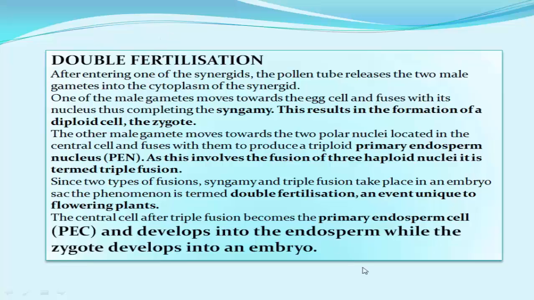As this process involves the fusion of three haploid nuclei, it is triple fusion, and the product of double fertilization and triple fusion. Double fertilization, one is normal fertilization and another is vegetative fertilization. Here the products are, one is a diploid zygote which later develops into embryo, and another is a triploid structure, that is PEN, primary endosperm nucleus.